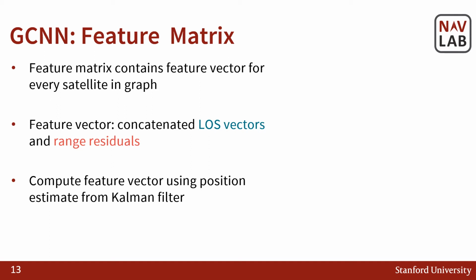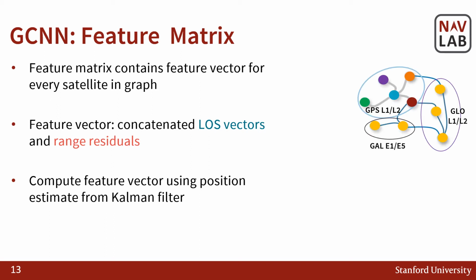Using this feature vector, we can then construct a feature matrix. The feature matrix contains a feature vector for every satellite in the graph, which is essentially concatenated loss vectors and range residuals. These are constructed using the initial position estimate from the Kalman filter.